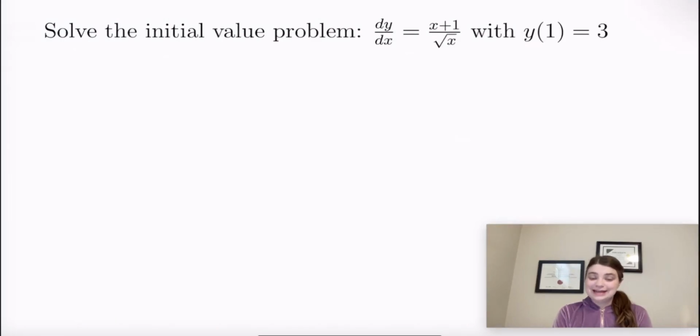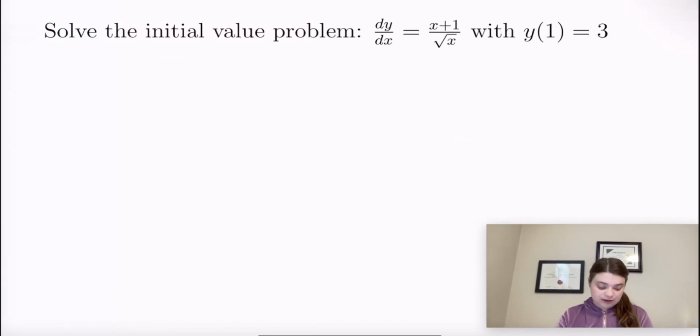Welcome back. Today we are going to be solving this initial value problem where we're given that dy over dx is equal to x plus 1 over the square root of x with y of 1 equaling 3. All right, so the first thing we need to do is rewrite this differential equation in something that's a little bit easier to integrate, right? So that's our first step here.